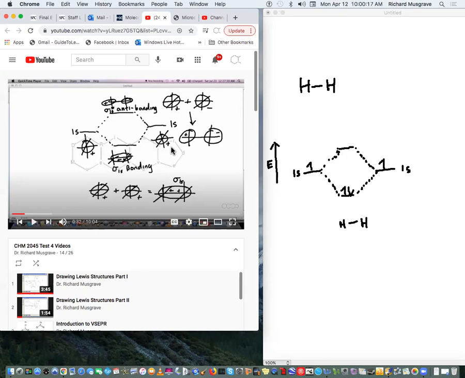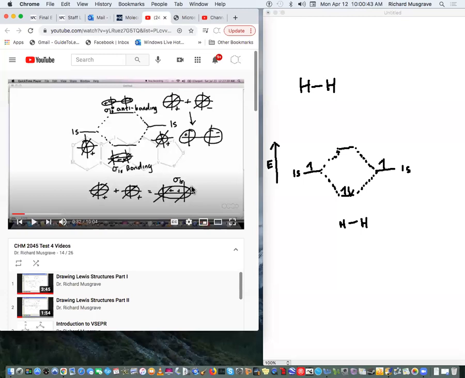If you get two of these 1s orbitals of the same phase combining, what we end up with is what's called a sigma molecular orbital. This is what happens when we combine the atoms of two 1s orbitals together like this, and we end up getting the sigma 1s orbital.